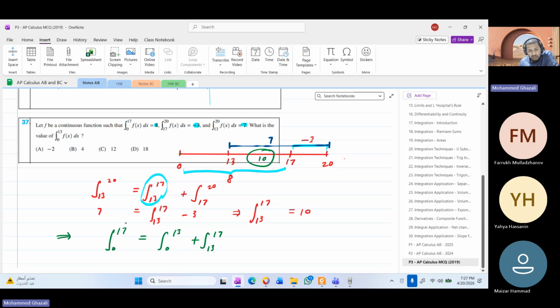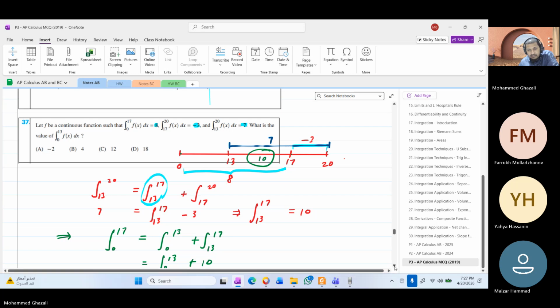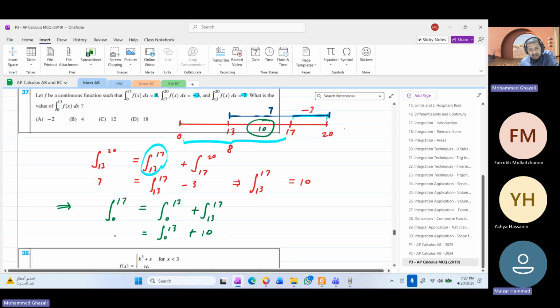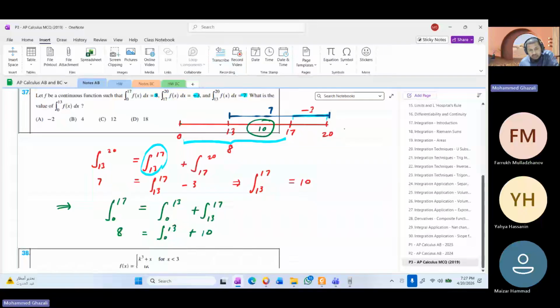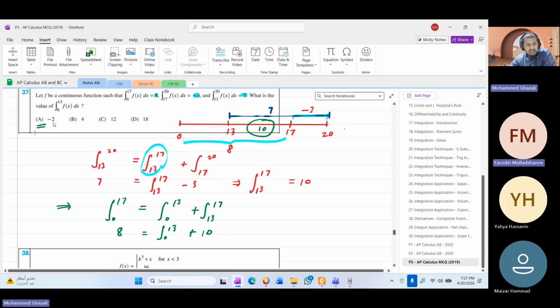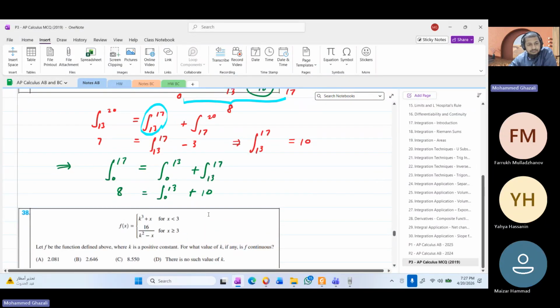Now, 0 to 13, that's what we want. What is 13 to 17? That is plus 10. And what was 0 to 17? That was 8. So 0 to 13 is -2. Yeah, so 0 to 13 is -2. Did you understand this whole thing? I just broke it up into pieces and used subtraction. Great, guys.